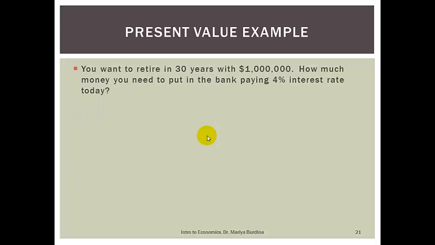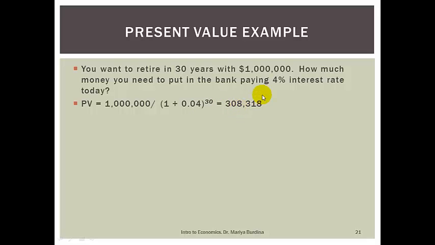Let's look at the present value example. If you want to retire in 30 years with $1 million, how much money do you need to put in the bank that pays a 4% interest rate today? So we're calculating how much money we need to have today in order to have $1 million in the future. We're going to use the present value, right? Present value is how much money you need to have today in order to receive a specific amount in the future. So we take 1 million divided by 1 plus the interest rate taken to the power of the number of years.